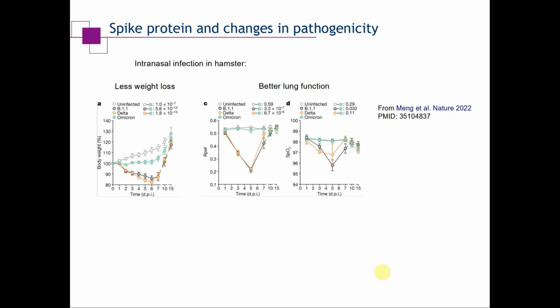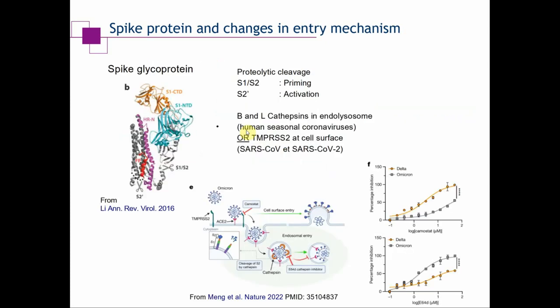So this is an experimental infection in hamsters with different types of virus. Just looking at this curve here, this is the weight loss of the hamster, okay? Gray is wild type virus. Orange is the Delta variant. After these animals got infected, they got sick, they lost weight. But with Omicron, they didn't lose weight so much. So the virus was less pathogenic, and they saw that there was less replication of the virus in the lungs.